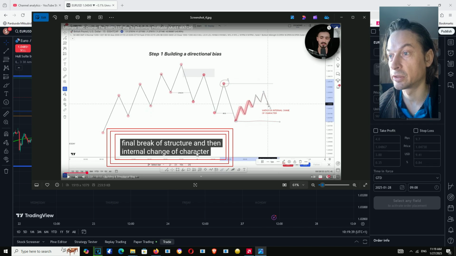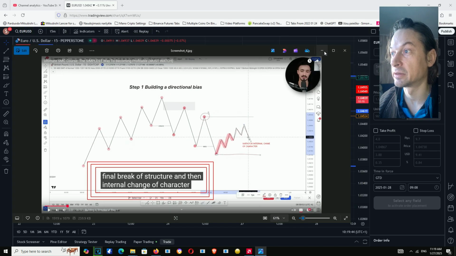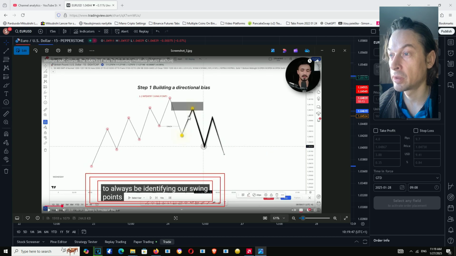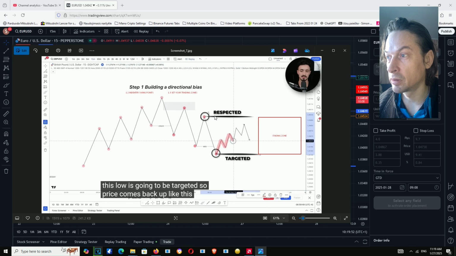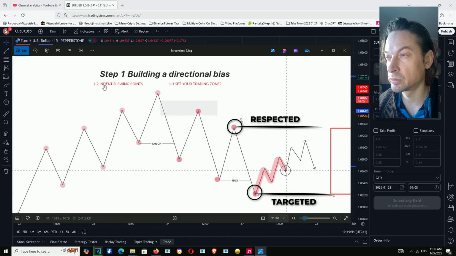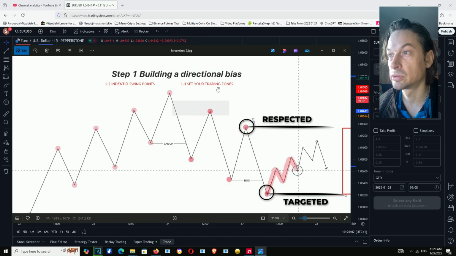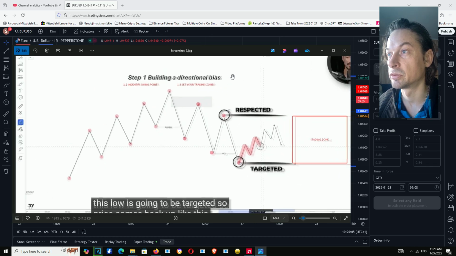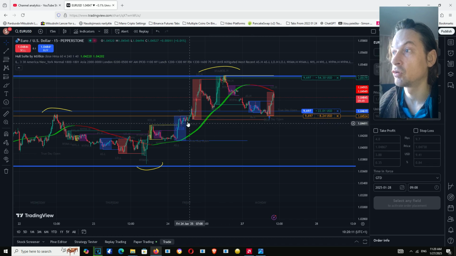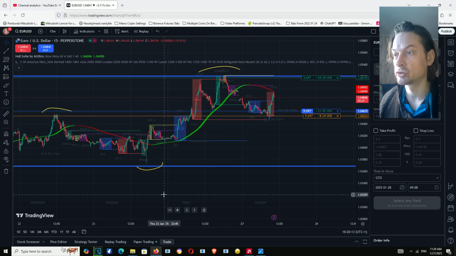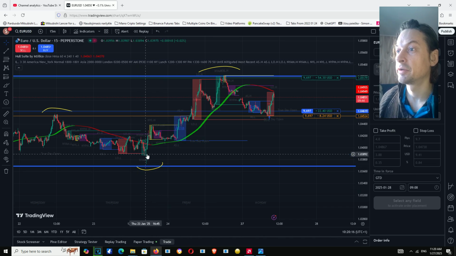Break of structure, then an internal shift or change of character. It's not a break of structure right now. The next point is to set your trading zones from step 1. It will determine your trading zone, and this was missed in this learning, but you can do all the steps.